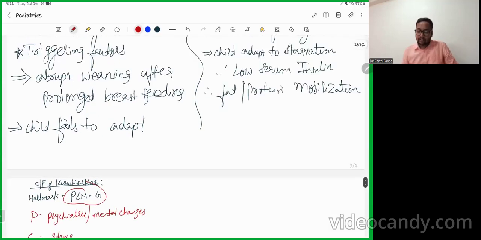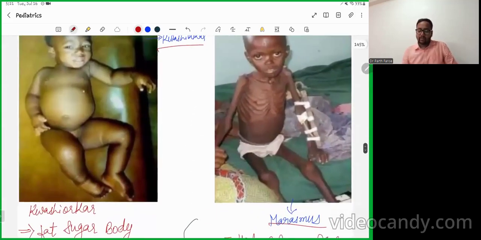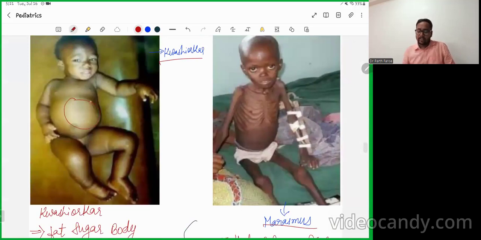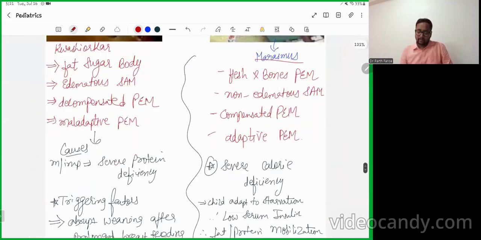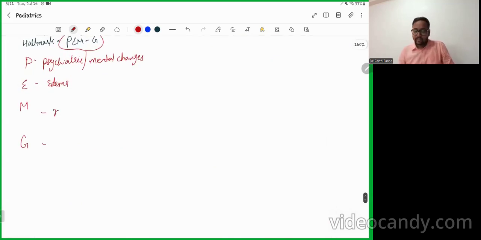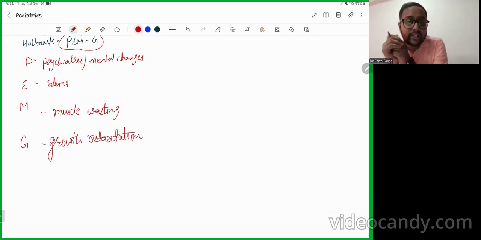Here you see swelling. In a baby with kwashiorkor, look at the swelling. You can see it in the feet, cheeks, hands, everywhere there is swelling. Edema. M for muscle wasting. And G for growth retardation. Here are the hallmark signs of kwashiorkor, PEMG: psychiatric mental changes, edema, muscle wasting, growth retardation.